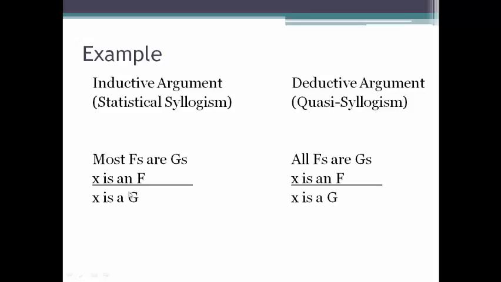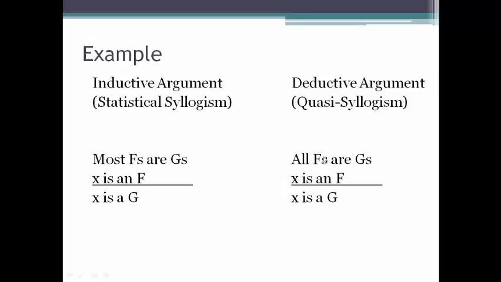Both are two-premise arguments, and both have the same second premise, that some object X is an F. And they've both got the same conclusion, that the same object is a G. However, their first premise is different. In the statistical syllogism, we've got most F's are G's, and in the deductive argument, we've got all F's are G's. Now, the difference is, if both of these premises are true, now imagine they are.